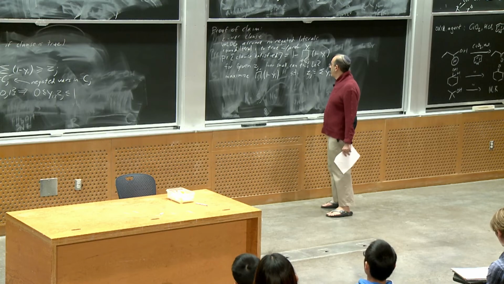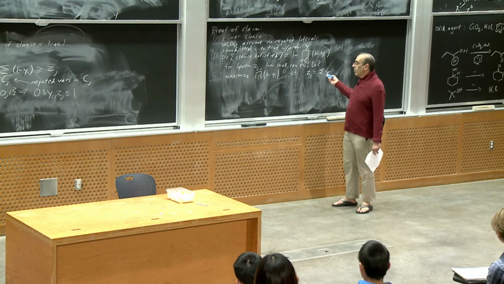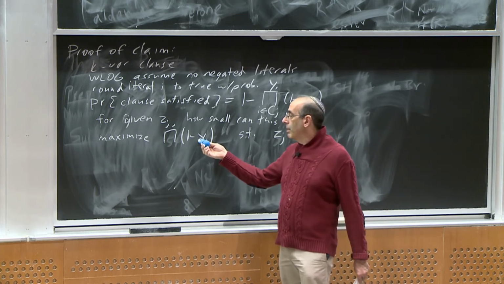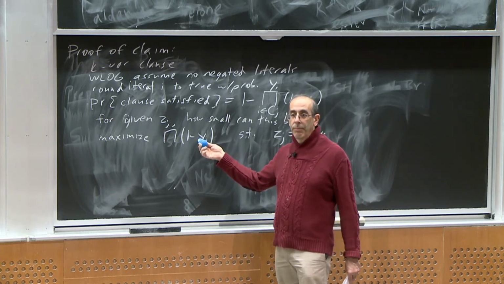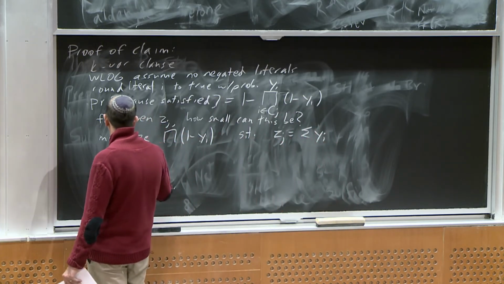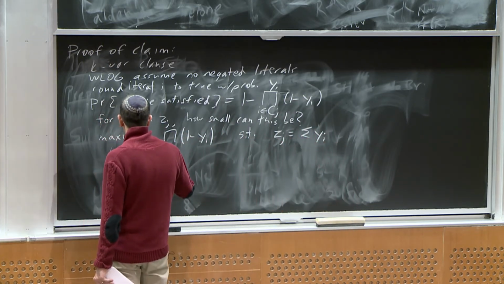And this is a pretty standard problem, right? You're requiring the sum of the variables to be fixed, and now you want to maximize the product here. And if you do the calculus, it turns out that you want to do this. You set all of the yi's equal.